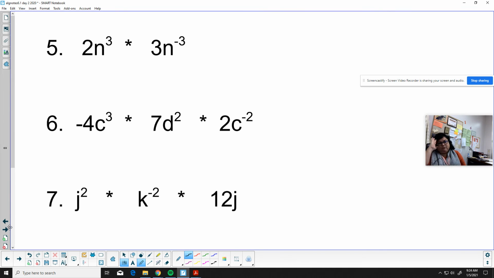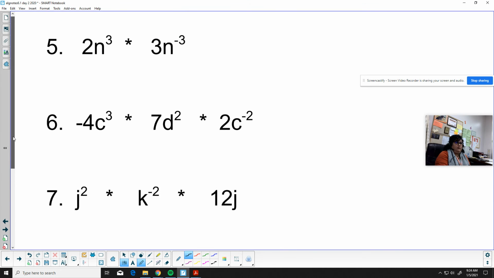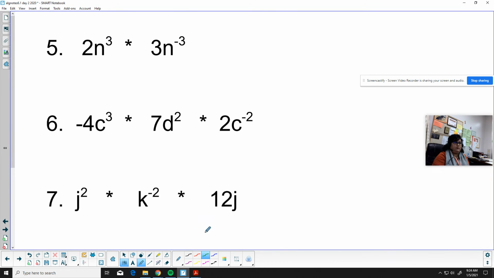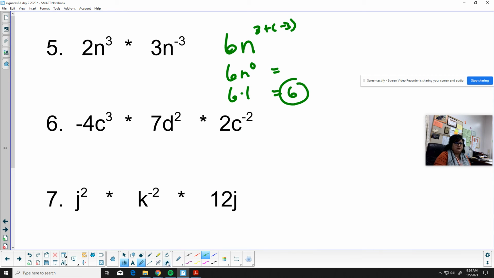Okay, so here's a few more. Press pause and try these by yourself and see what you come up with. And then I'll go over them real quick. All right, so 2 times 3 is 6, and then I can combine these n's. So that would be n to the 3 plus negative 3, which is n to the 0, which is just 1. So 6 times 1 is 6. So my final answer is just 6 on that one.